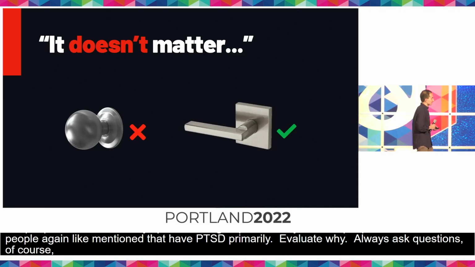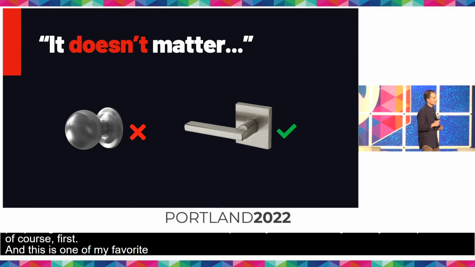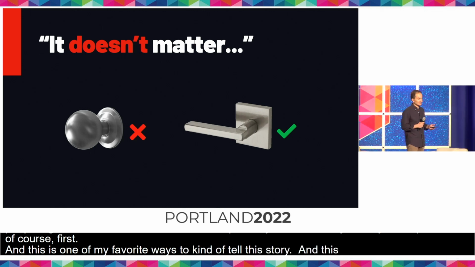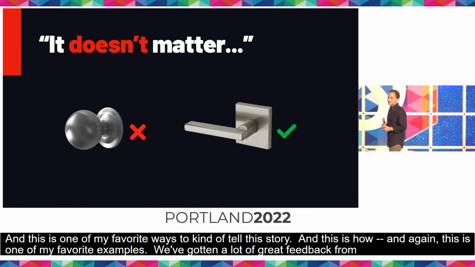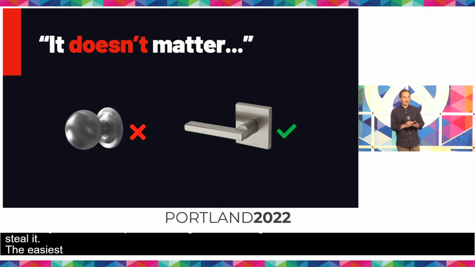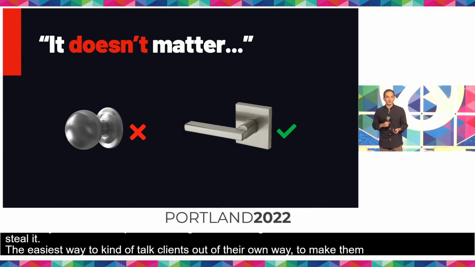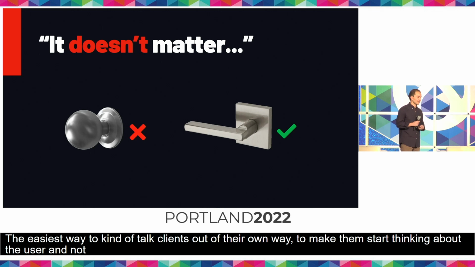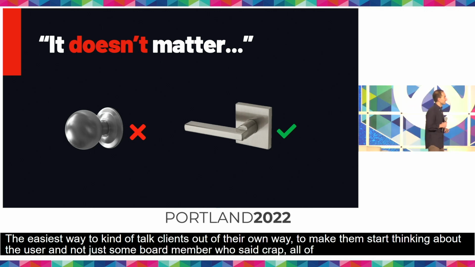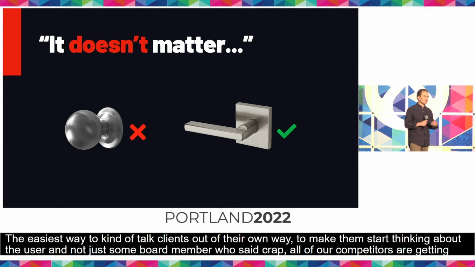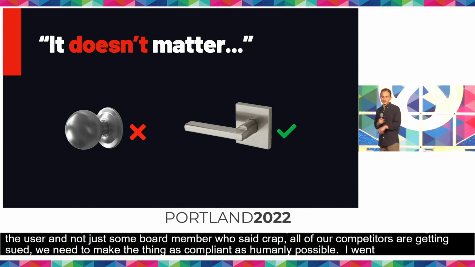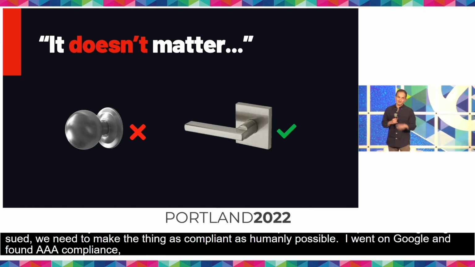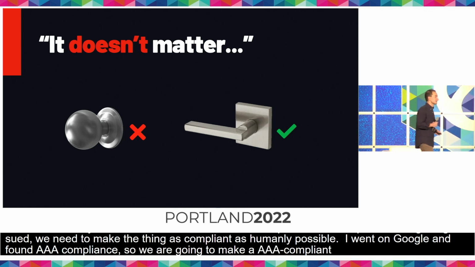And this is one of my favorite ways to kind of tell this story, and again, this is one of my favorite examples. We've gotten a lot of great feedback from it from clients. So feel free to steal it. The easiest way to kind of talk clients out of their own way, right? To make them start thinking about the user and not just some board member who said, "Crap, all of our competitors are getting sued. We need to make this thing as compliant as humanly possible. I went on Google, I found AAA compliance, and that's the most successful thing out there, so we are going to make a AAA compliant website." Wrong, Mr. and Mrs. Chairman. I think there's a different way to go about it.